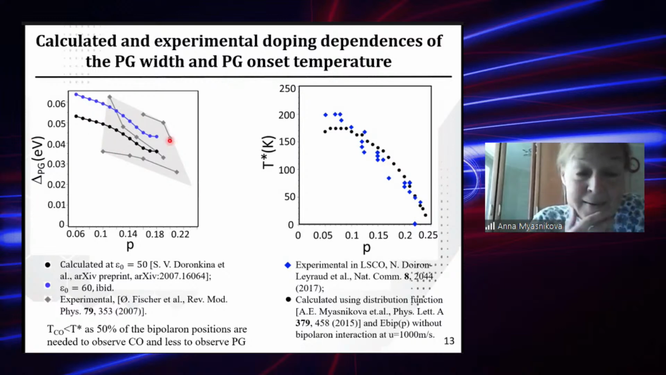It is a previous slide with calculated weights of the pseudo gap as a potential, as the amplitude of charge ordering potential. It is shown with circles. And here the squares represent the experimental results in different systems. Here we represent the temperature of the charge ordering onset. It is calculated as the temperature.